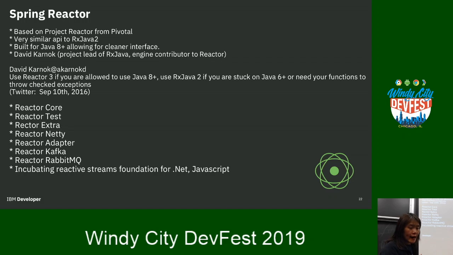Here I'll go into Spring Reactor too. How many of you have worked with the Spring framework? Yeah, you have to. Spring Reactor is based on Project Reactor and is similar to RxJava 2, essentially, but built for Java 8 for a cleaner interface. The project lead for RxJava, David Karnok, an engine contributor to Reactor, said in 2016 on Twitter: use Reactor 3 if you're allowed to use Java 8 and newer Java, but use RxJava 2 if you're stuck on Java 6.